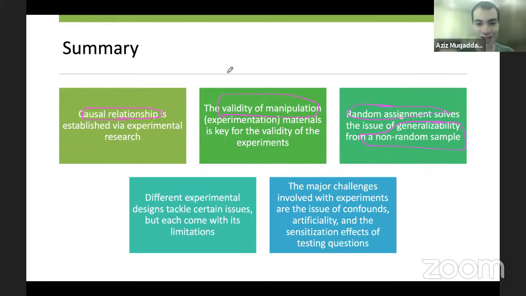Maybe you've played educational games before, but they're not sim games. So that would disallow me from generalizing the findings, and vice versa, right? If I make people play real video games, then I have less control over confound variables. So the challenge is always to find a good balance between those two things, right? And those issues, as we said, confounds, artificiality, and sensitization effect of testing questions, are the three major limitations which you should focus on, by the way, when you're trying to propose your final project and for the final exam.